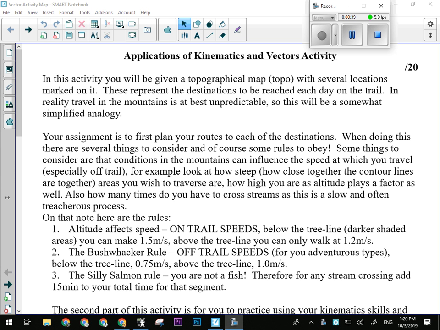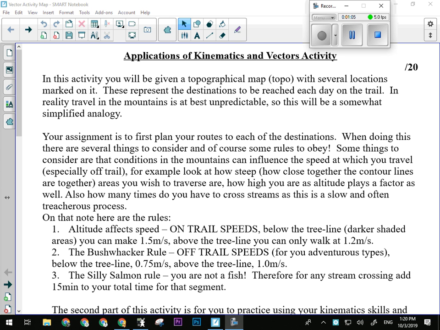Okay, now you have to plan your route according to a few rules. The main rule is that you are on foot. You do not have a jetpack, a helicopter, climbing gear, a boat, or anything like that. You are on foot and on foot only. So your assignment first is to plan your route from one place to another. What paths are you going to follow? I also made it so that you can't follow a path all the time. Some of the destinations aren't on paths, so you have to actually go off trail sometimes.